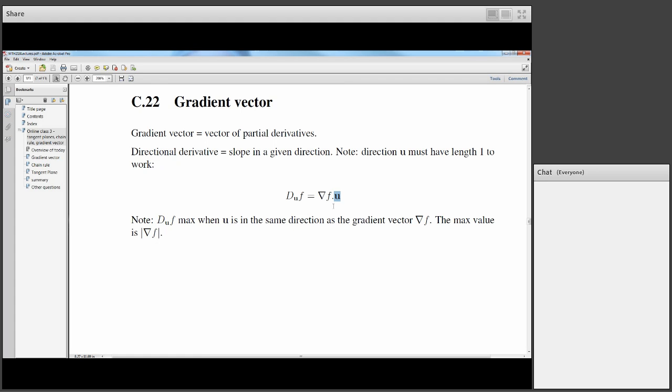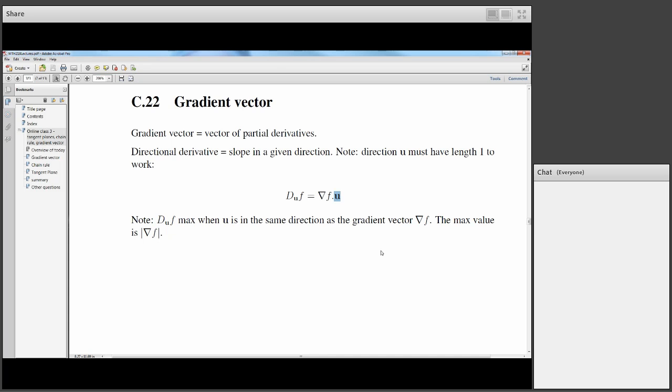Now, to give a sense of what this directional derivative is, I want to tease this out as the next example. The gradient vector really is the direction of steepest ascent. So it's the steepest direction going uphill. That's the direction. And the magnitude of this gradient vector is the slope in that direction. So it gives you the maximum slope.